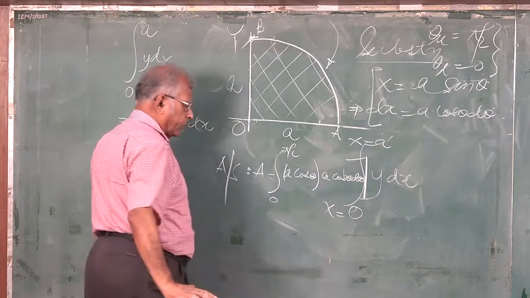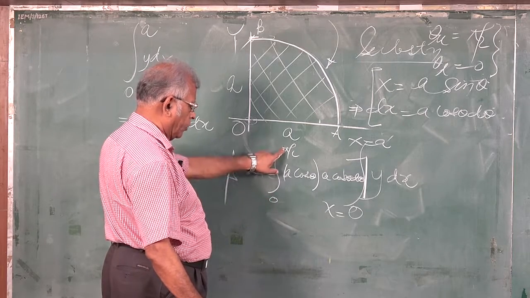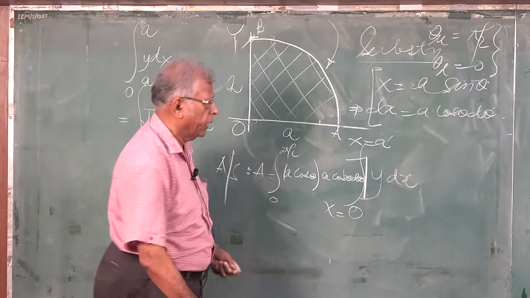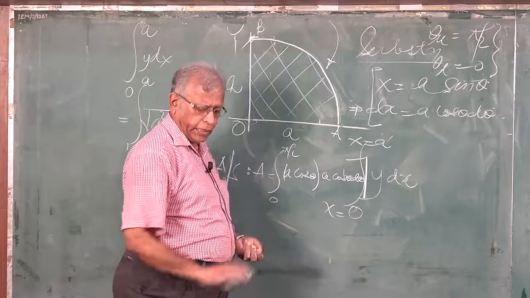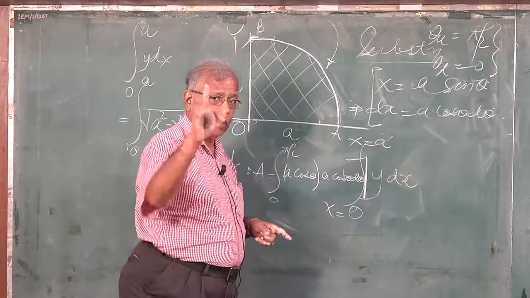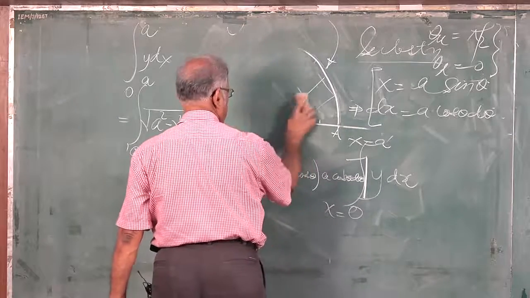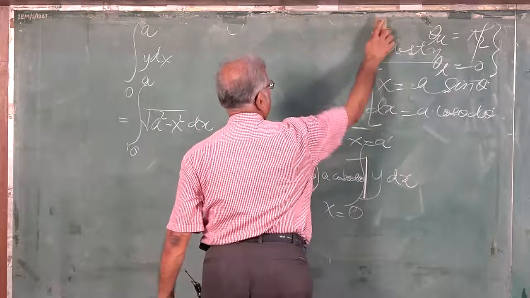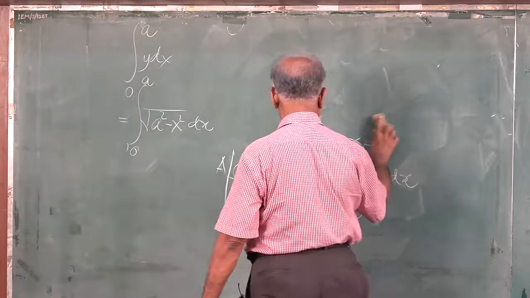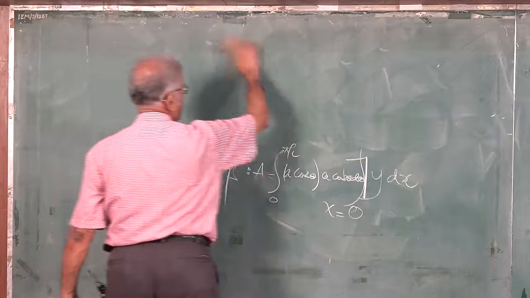So once again, what do we have? We have to evaluate an integral from 0 to pi by 2 of a squared cos squared theta d theta with respect to theta. Once we get that integral, we have in our hands the area of one quadrant of a circle. We will do just the last two steps of the integration.